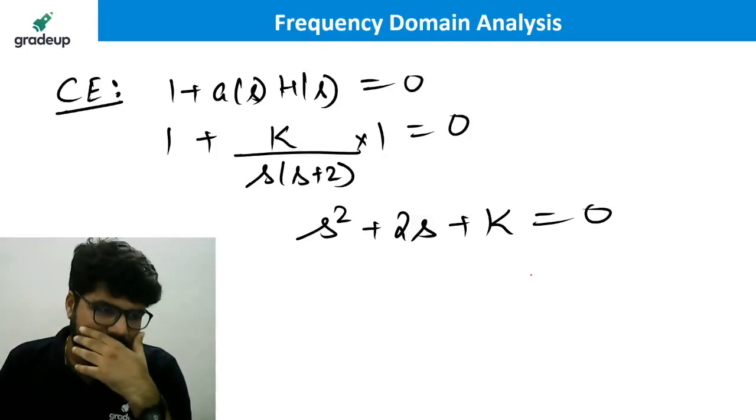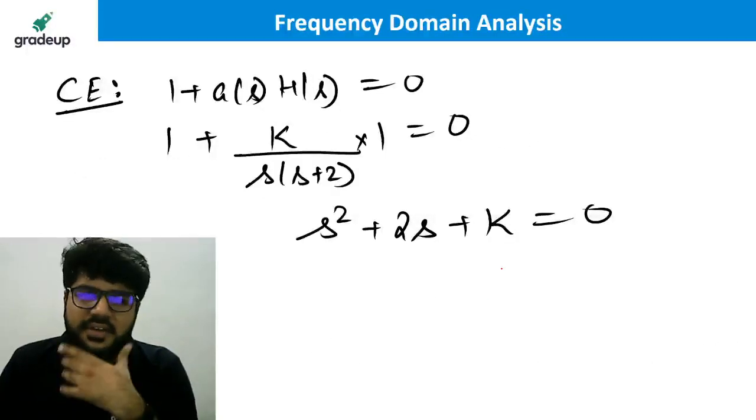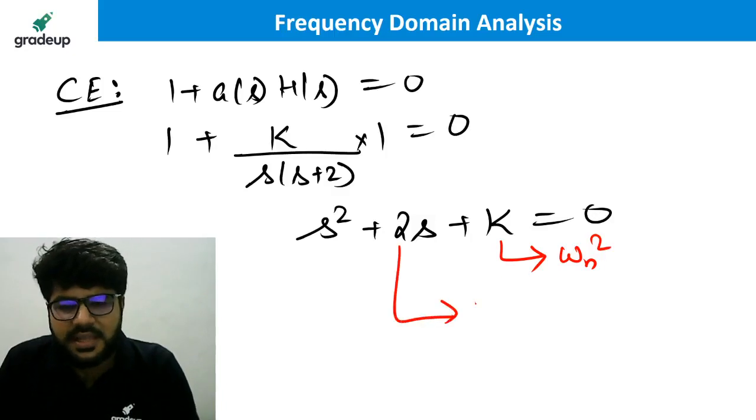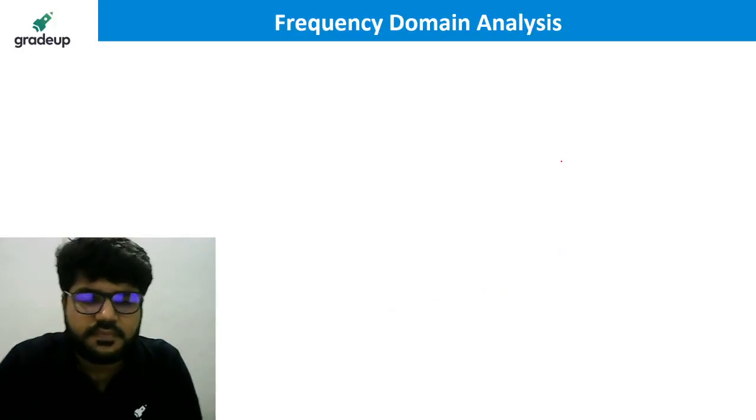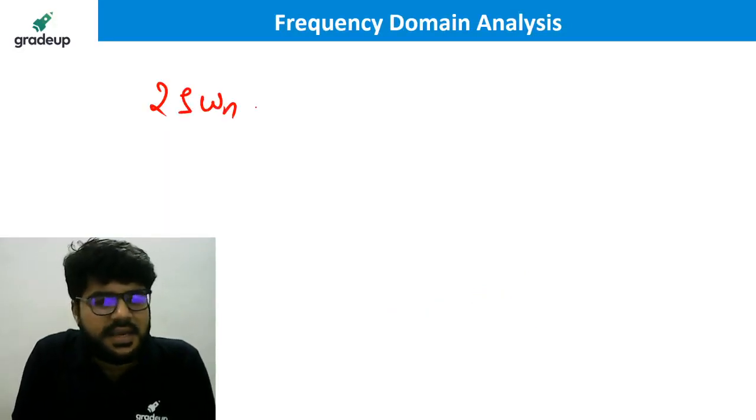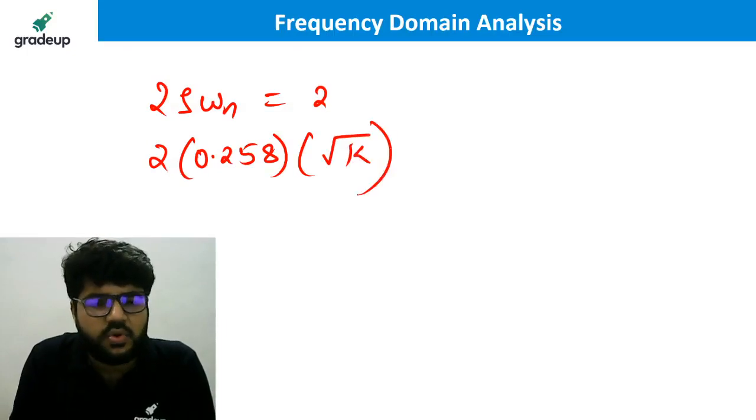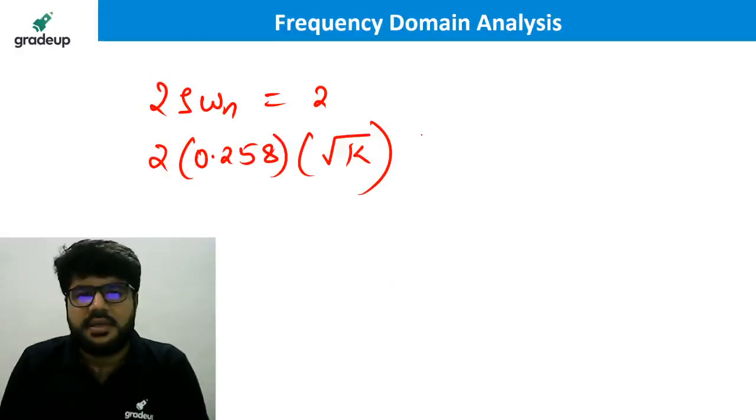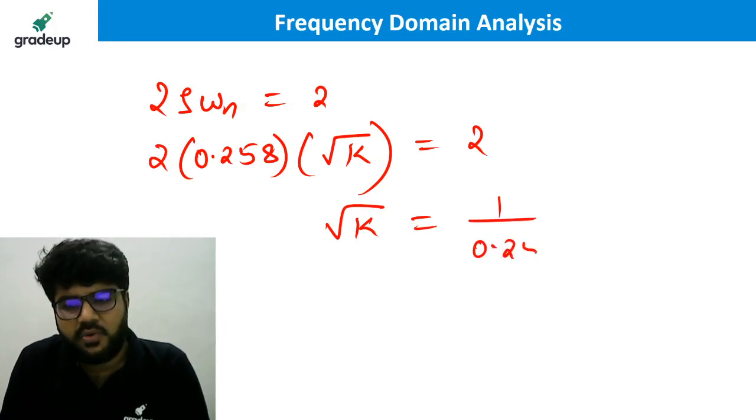No Shivanshu, it will come exact. Sin 30 is half, so no need of approximation. Rest you know, similar questions many you have solved in the time response. This is omega n square and this is 2 zeta omega n. Okay, so solve it. 2 zeta omega n is equal to 2, so zeta is 0.258 and omega n will be root over K. 2 and 2 cancelled. Root over K is 1 upon 0.258.